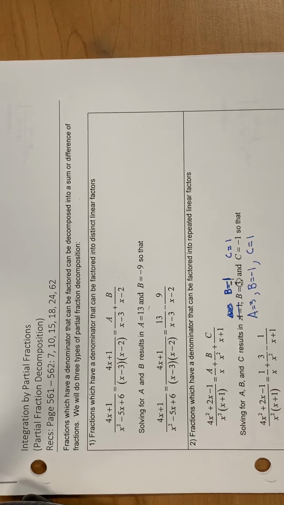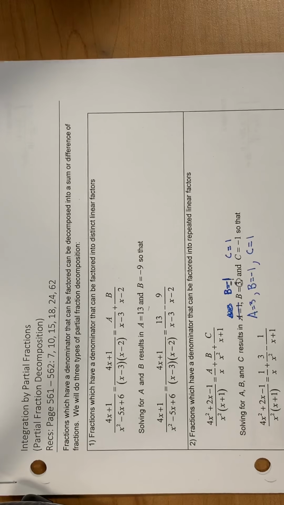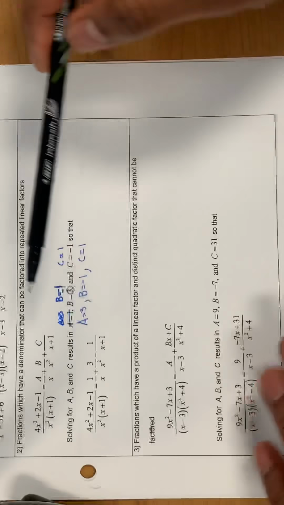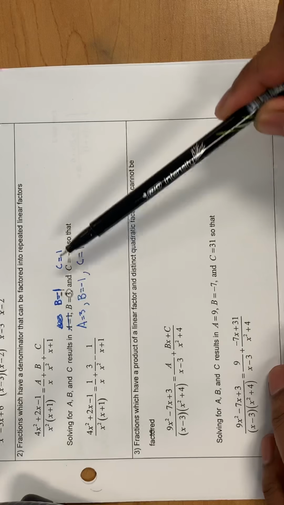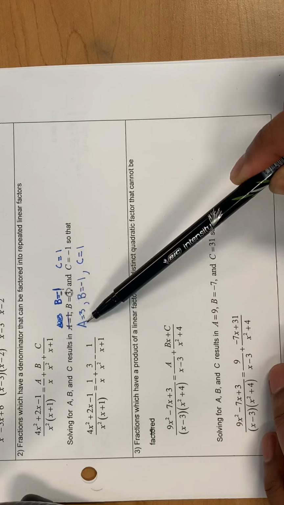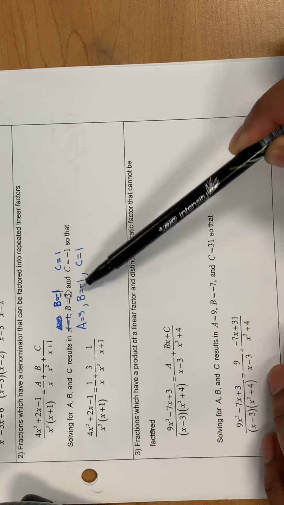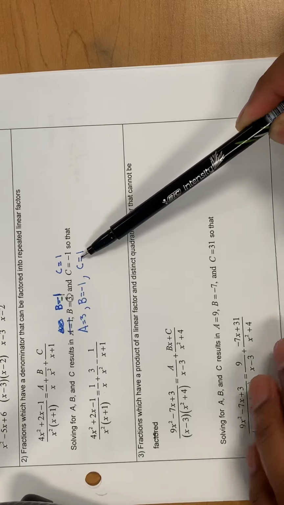Mr. Martin has been using some canned notes that he's been retyping. A typo that can be found on number 2 is that the values are correct, but they are in the wrong order. A should equal 3, B should equal -1, and C should equal +1.